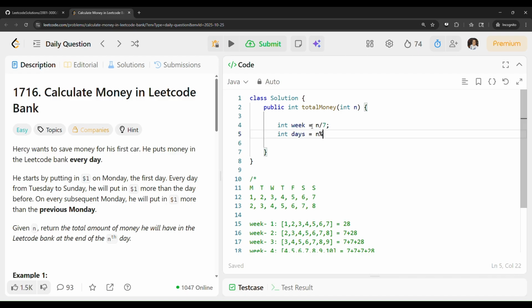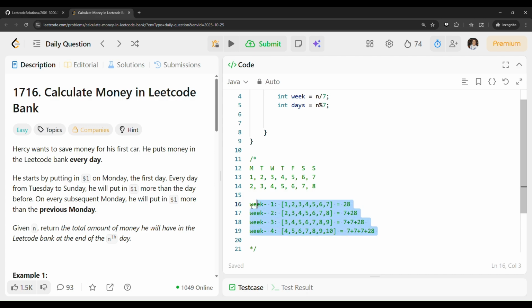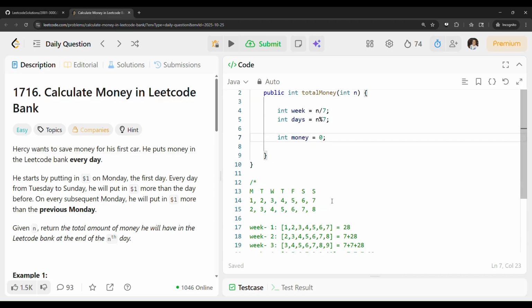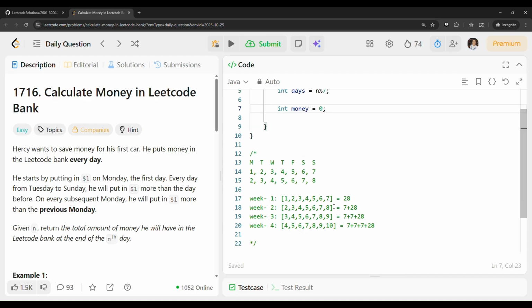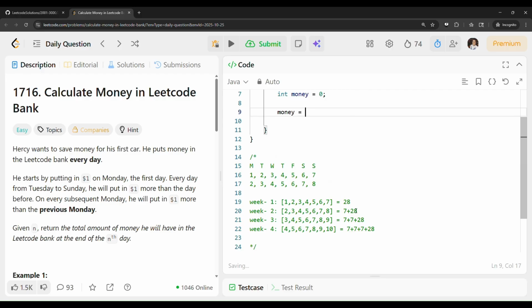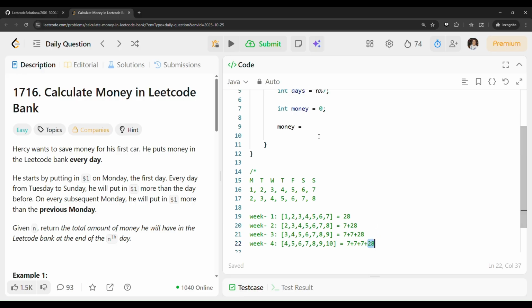n mod 7. For the weeks we have a pattern, and that's how we will get the money in the previous weeks. For the days, we will sum up the money on those days in the current week. Let's see how we get the total money in the weeks prior to the current day. On the first week it is 28, on the second week it is 7 plus 28. So 28 is there in every week no matter what, and if we multiply 28 by the number of weeks, we get at least the money contributed by 28. So it will be 28 multiplied by the number of weeks.